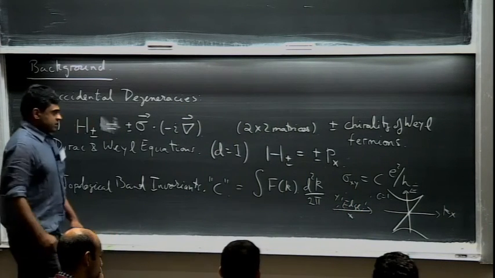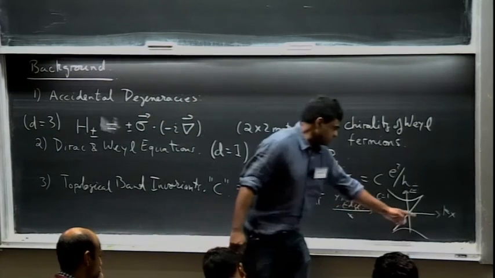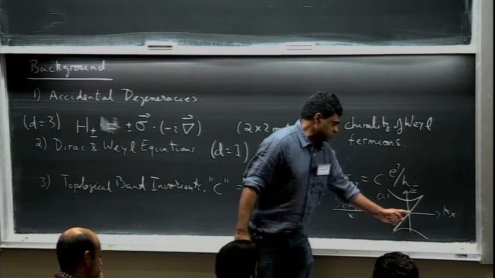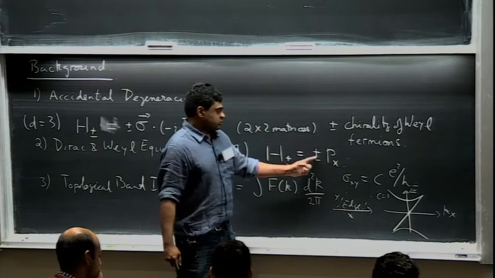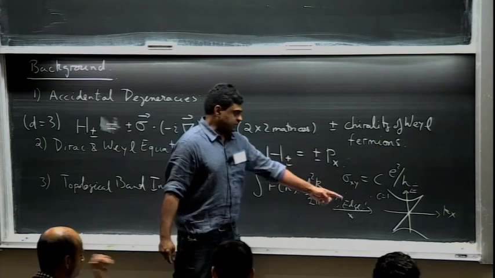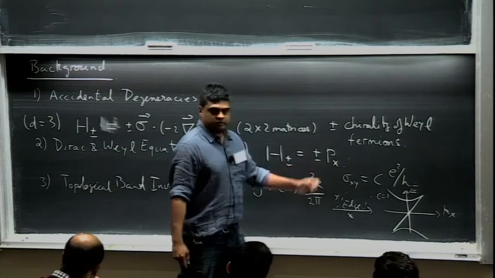And these are nothing but these 1D chiral fermions. If you just zoom in on the low energy dispersion over here, the energy is proportional to the momentum with some velocity, essentially corresponds to the one with the plus sign. The one going the other way, which is on the opposite side of the sample, is the one corresponding to the minus sign.